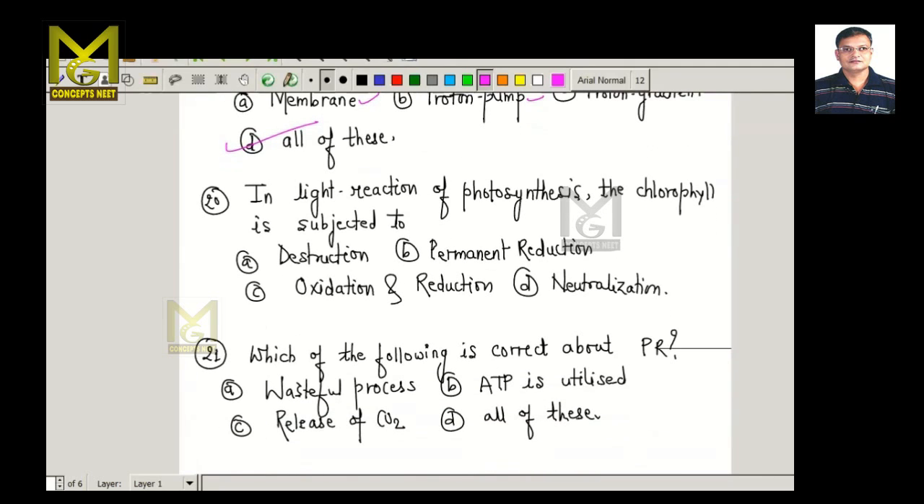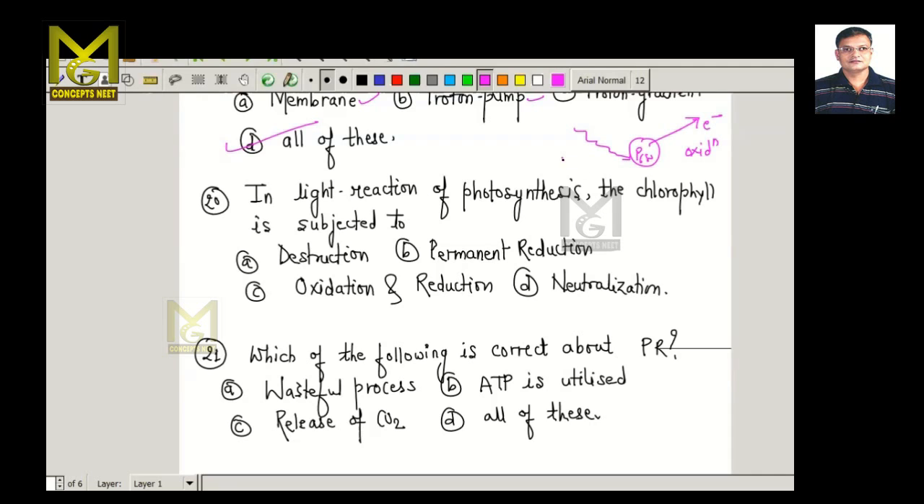In the light reaction of photosynthesis, the chlorophyll is subjected to... So when the chlorophyll molecule, say for example P680, has light falling on it, the electron is excited and given out. So that process is called oxidation. And this chlorophyll molecule is said to be oxidized.